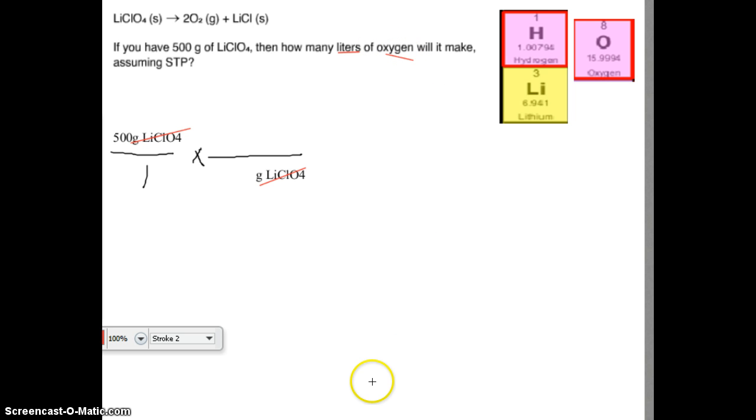So if I need to get to a different chemical, what do I have to use? I have to use my magic moles. Well, first I have to get to moles of what I have. So moles of lithium perchlorate. And so to get the moles of lithium perchlorate, then I need to, again, find out how many grams there are. So I have 1 lithium, so that's 7.